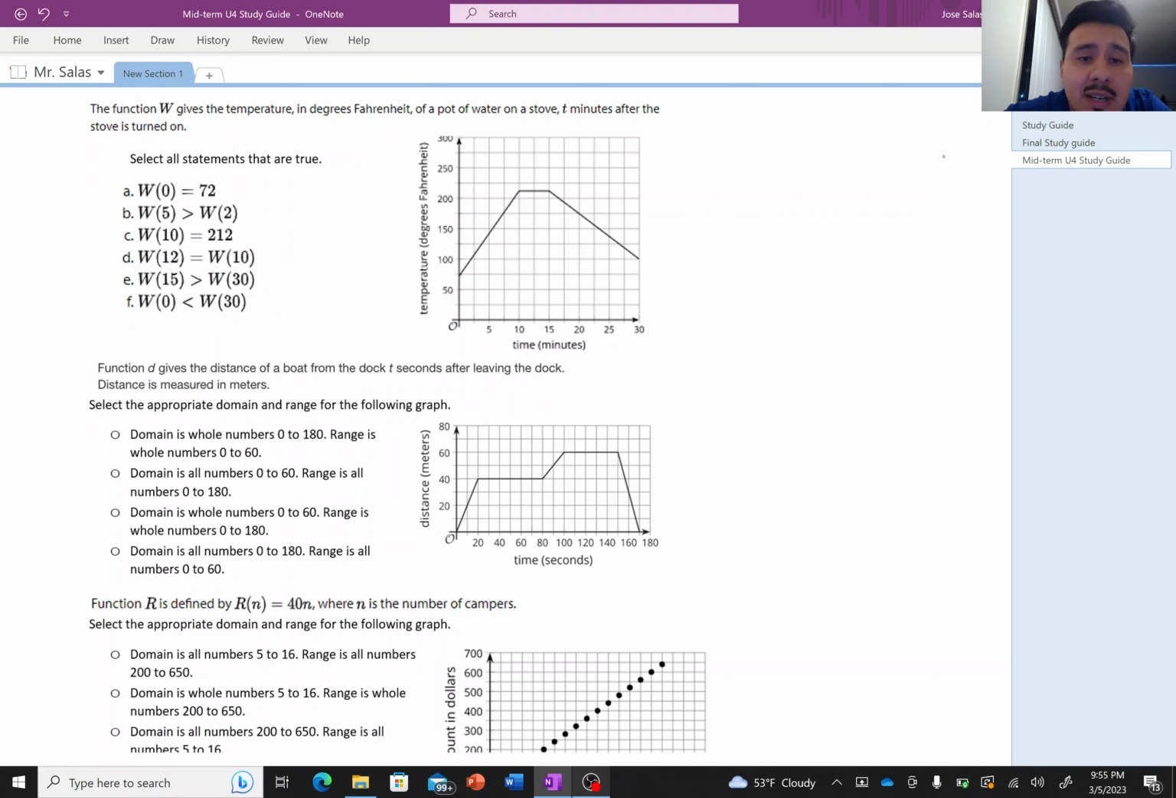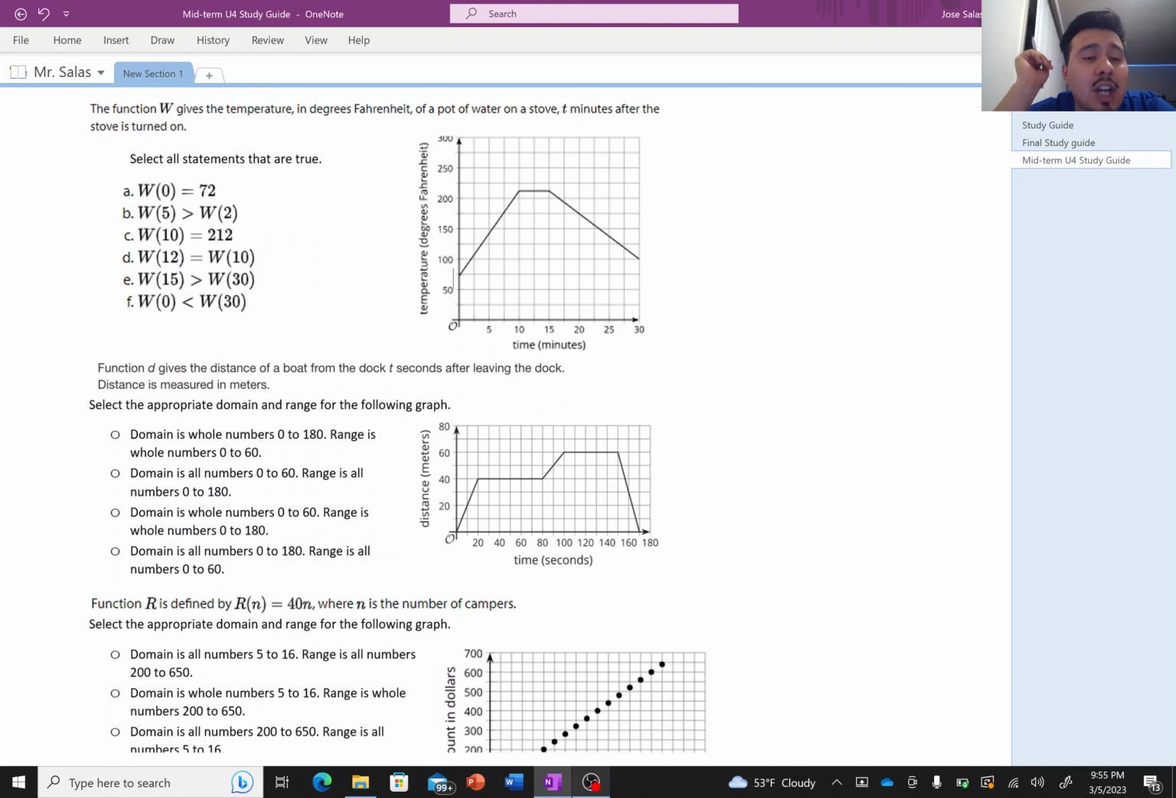At 0, my graph should be at 72. So at 0, I go up. Does it look like my graph is at 72? For those of you saying yes, you could be right, but it's not entirely true. If you look closely, the graph is right on the line between 50 and 100, which is 75. So W of 0 is not 72. It happens to be 75. So A is not true.